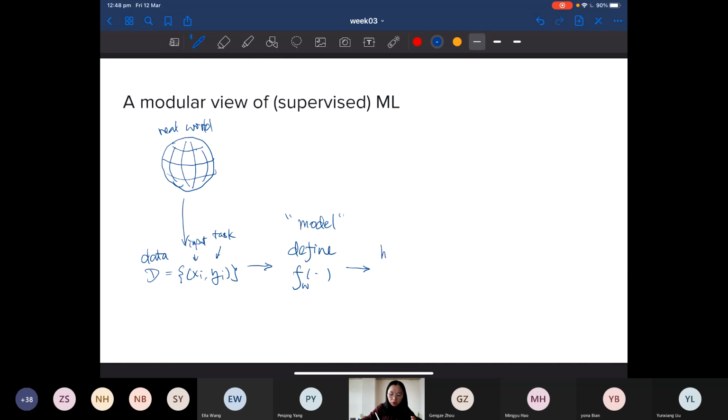And then, assuming we have such a function, we can choose a loss function or objective function. Let's say we call it loss L of the w vector, right?